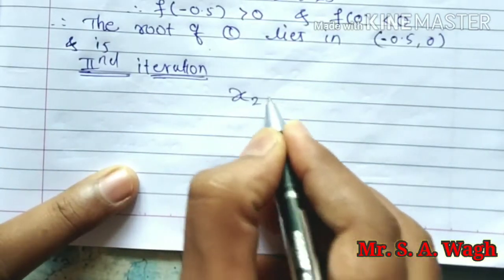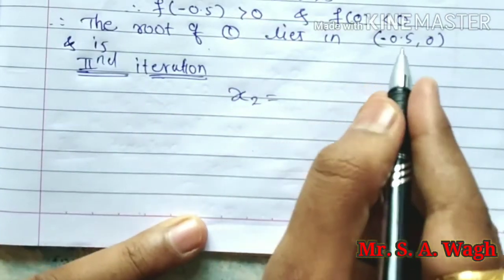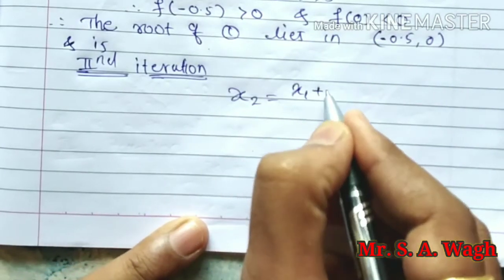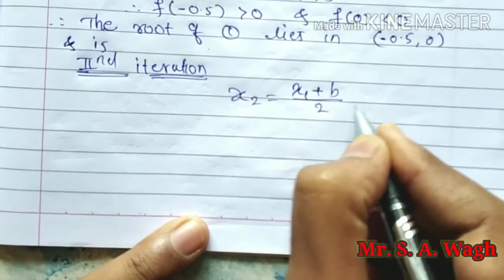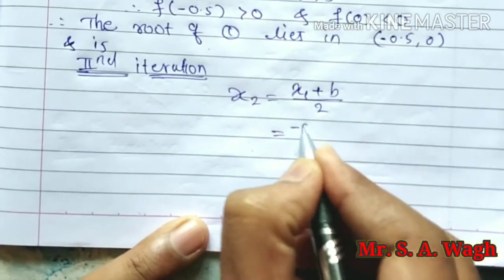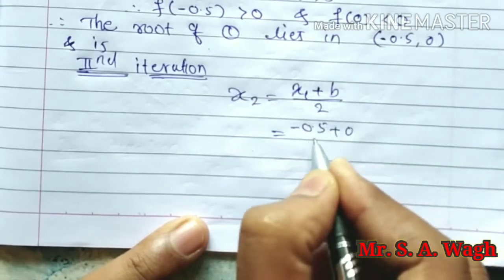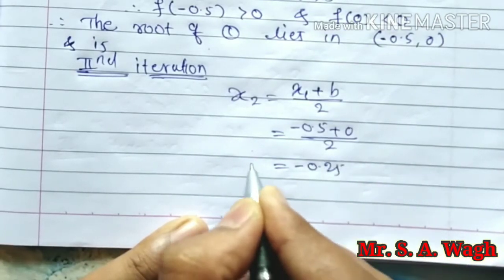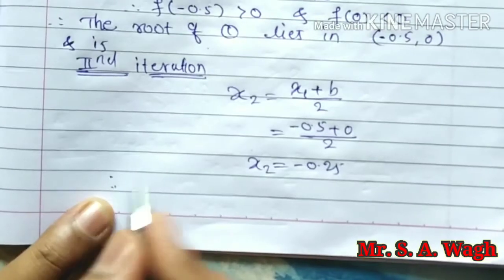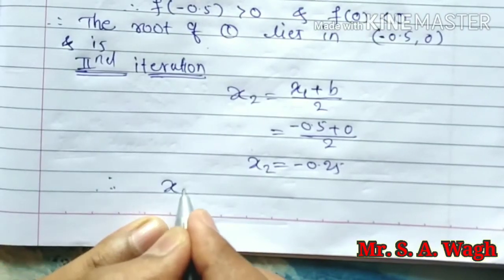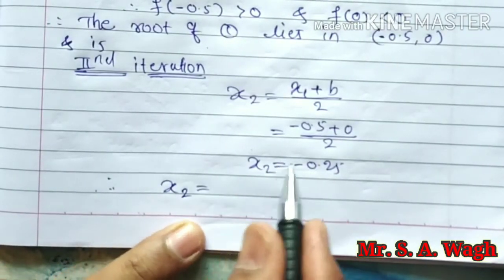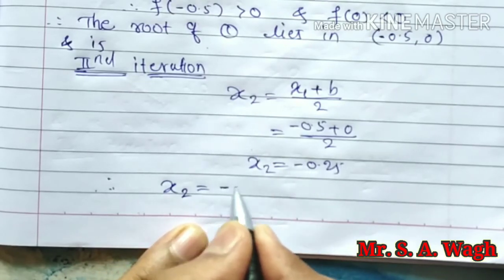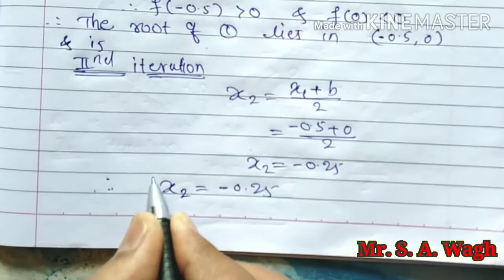So x2 can be obtained as, now here a is replaced by x1. So the formula will be x1 plus b divided by 2, and the value will be minus 0.5 plus 0 divided by 2. The answer will be minus 0.25, which is x2. And so finally after 2 iterations the approximate solution of your equation, or approximate root of your polynomial 1, is equal to minus 0.25.